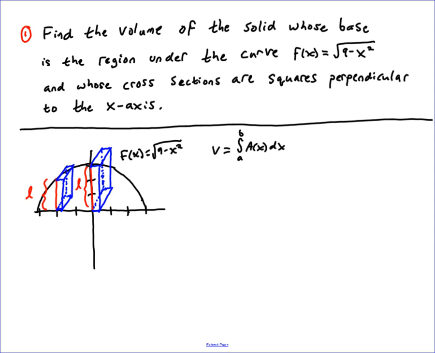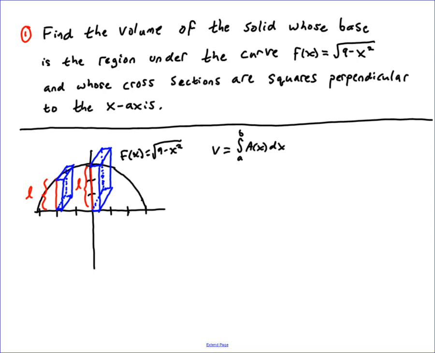Now, a good first step in all of these problems is to go ahead and sketch out what's happening on a graph. So you'll see I've already drawn on the graph here our curve f of x is equal to the square root of 9 minus x squared. And I've also already drawn in a couple of the cross-sections. Now, these aren't perfect, obviously. They don't need to be. They don't need to be when you draw them either.